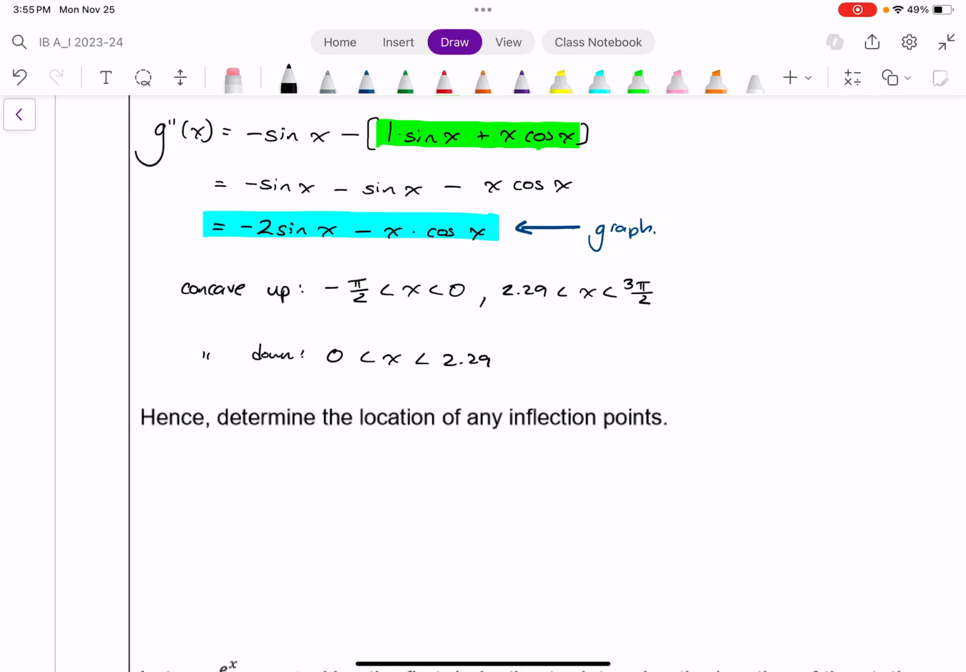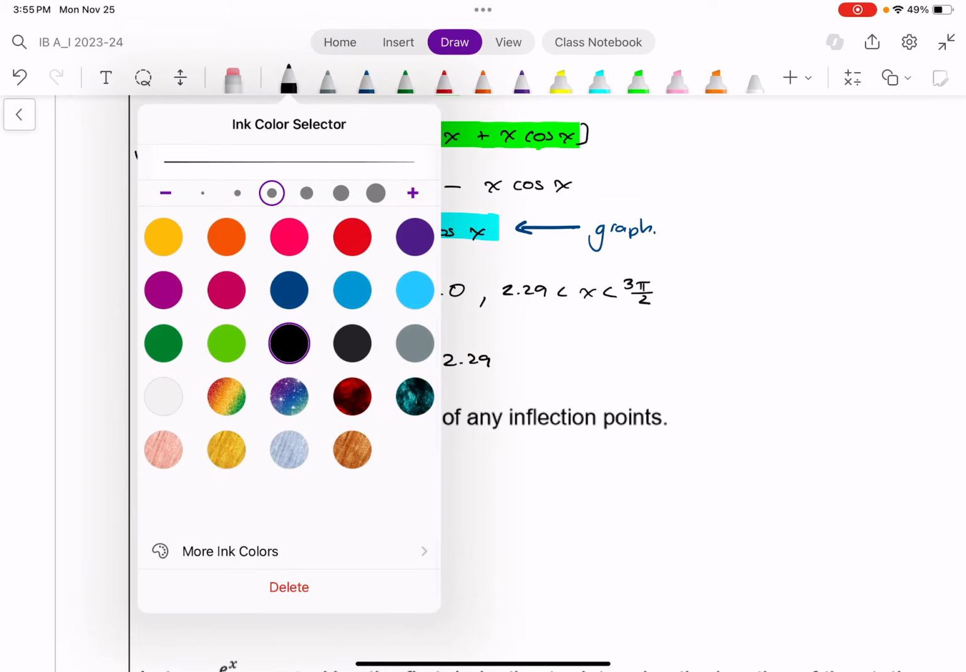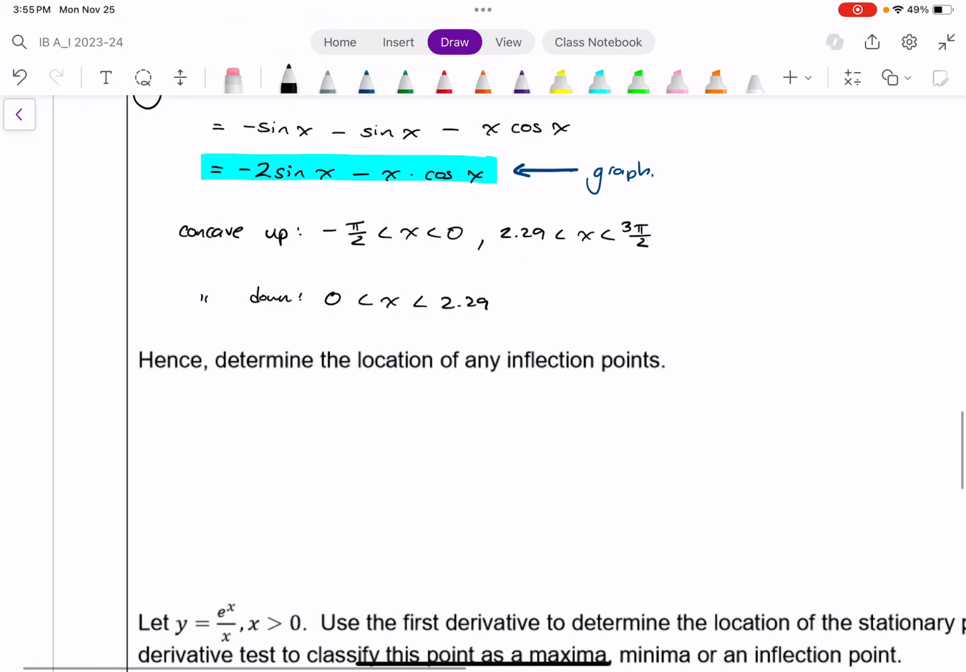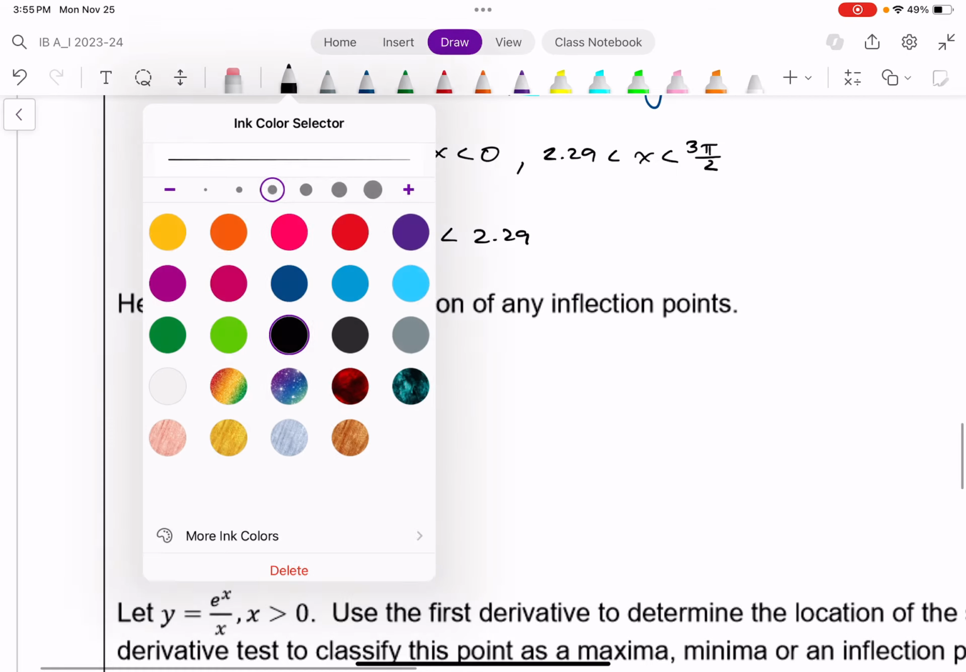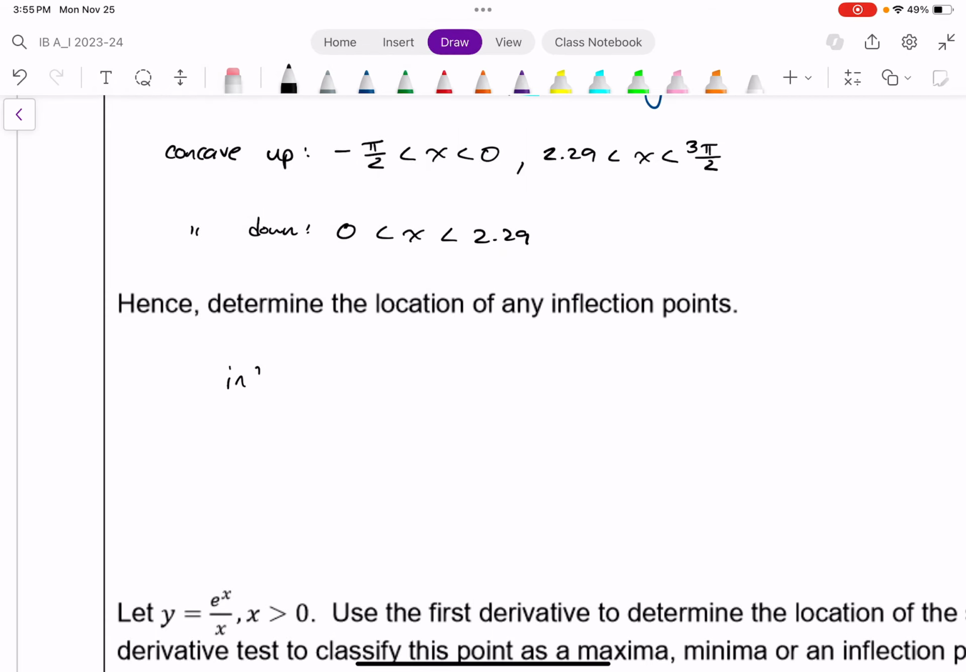The inflection points are where it switches from concave up to concave down. And so I have one exact inflection point at 0, 0, and the other one is at approximately 2.29, and the y value, which I would just find from the graph, is approximately negative 1.51.